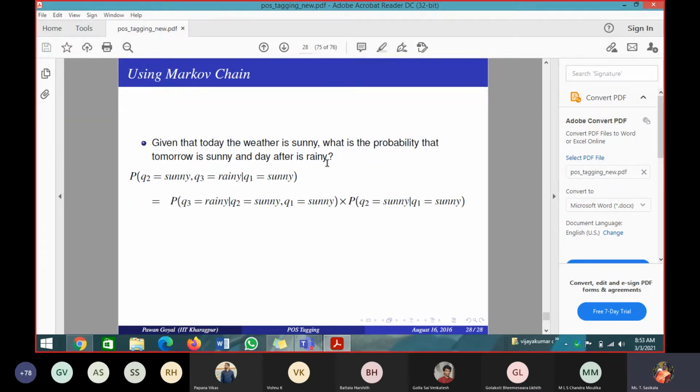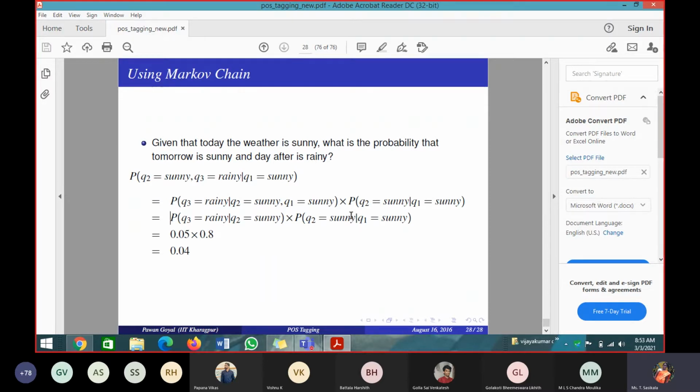Okay, so P of Q1 sunny, so today is sunny. I can predict tomorrow sunny into. Okay, so today sunny and tomorrow sunny, day after tomorrow is rainy. What is the possibility? So these two are written like this. Like that, directly you can write this step also. That is not a problem.